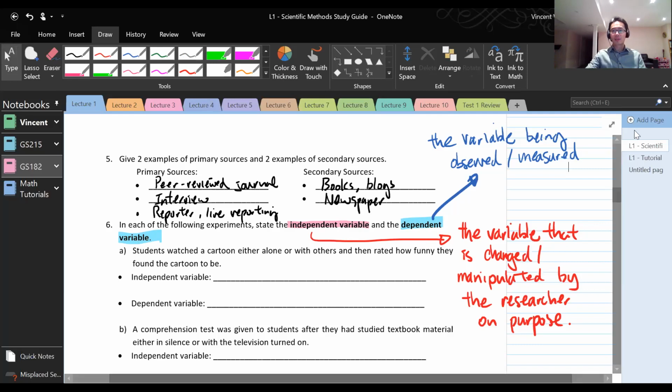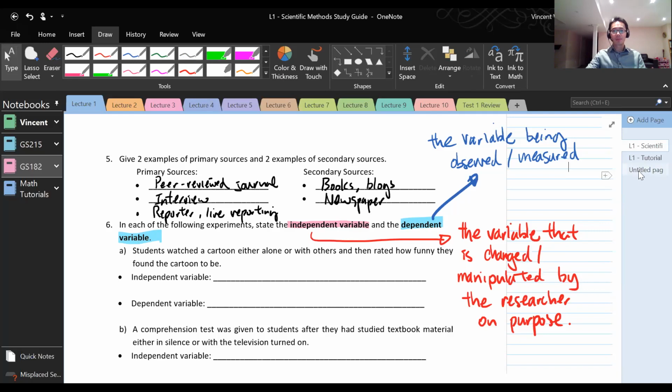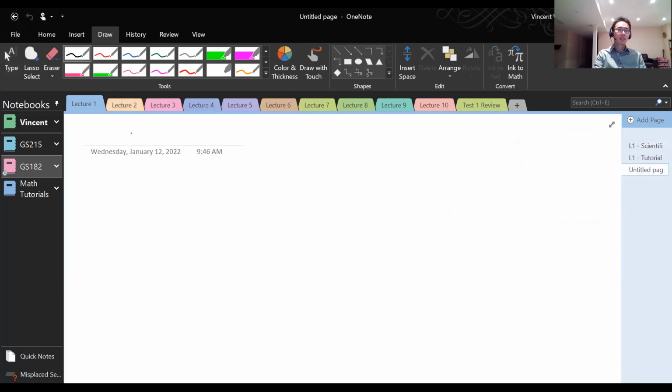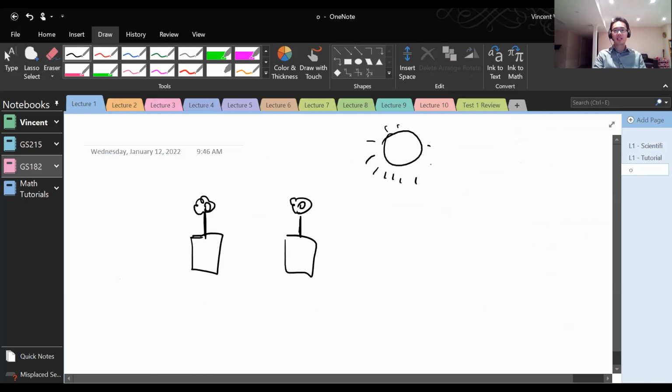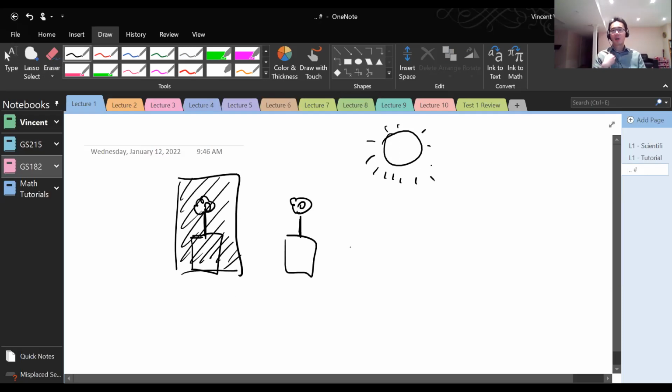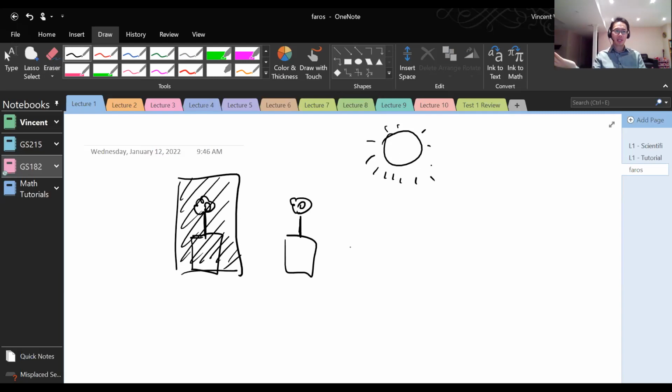Okay, someone messaged me and said more examples. Sure. Let's use the example in the lecture. Let's say I have plant number 1 and plant number 2, and I want to see if sunlight will make them grow taller. So I put one plant in the sun, and one plant I will cover with some kind of shading. What am I deliberately changing? I am deliberately changing whether or not the plant is exposed to sun.